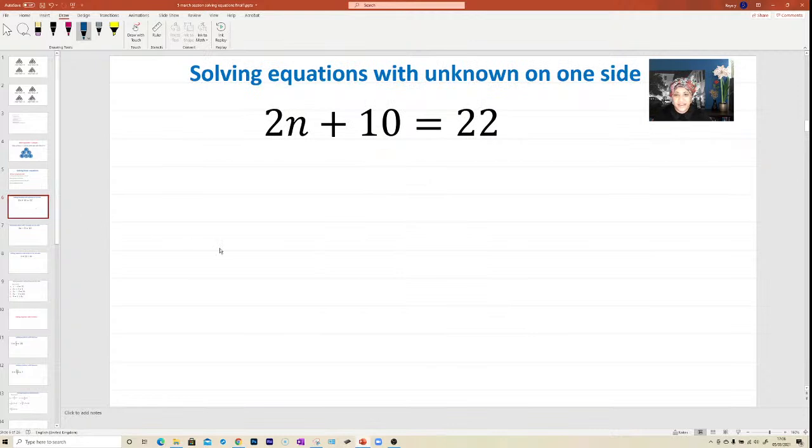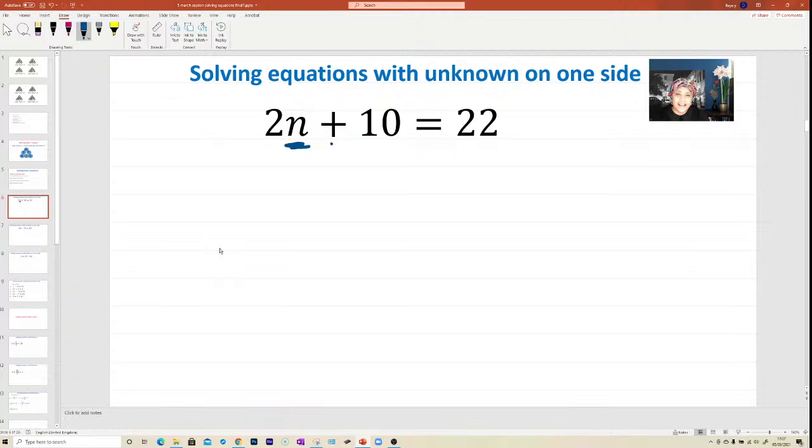Right, so the first example is where we have one unknown. We have n on one side and nothing on the other side. That's what we mean when we say solve equations with unknown on one side. What do we need to do? We need to separate everything from this n. We need to have n alone. What things are in the way?